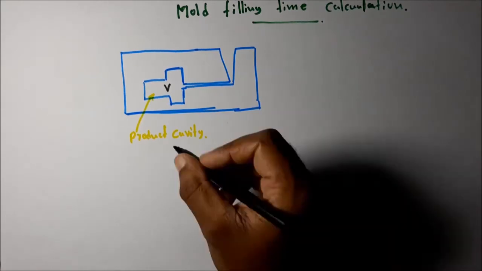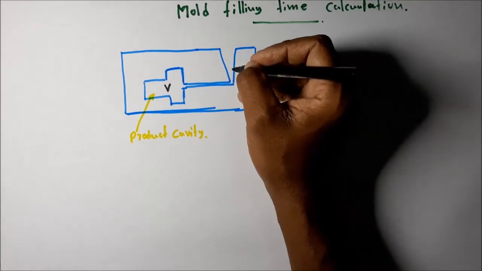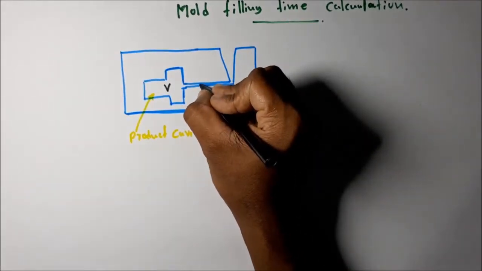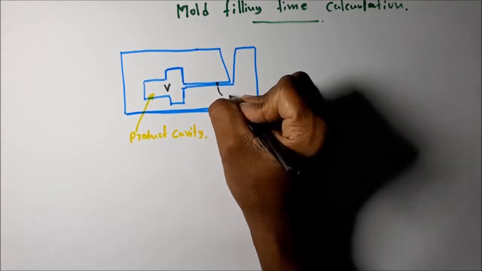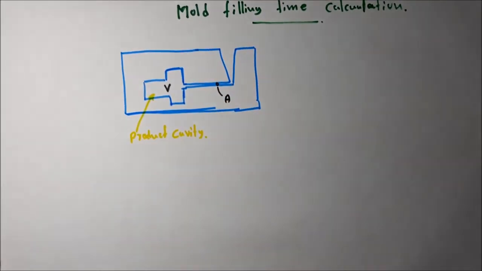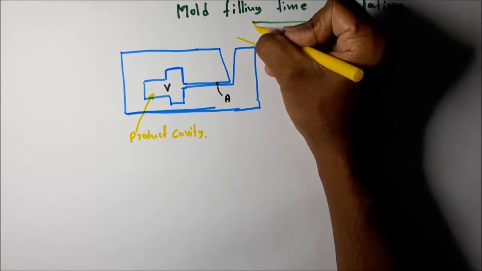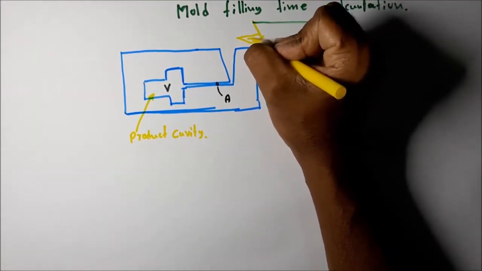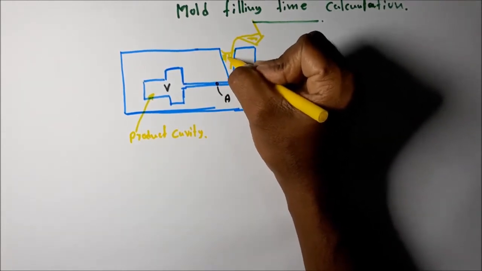in cubic inches or cubic centimeters. Then let's take this is the main runner, and let's take the main runner cross-sectional area as A. Then for mold filling time, let's take that the molten metal is poured into this sprue in pouring. Then it fills like this.